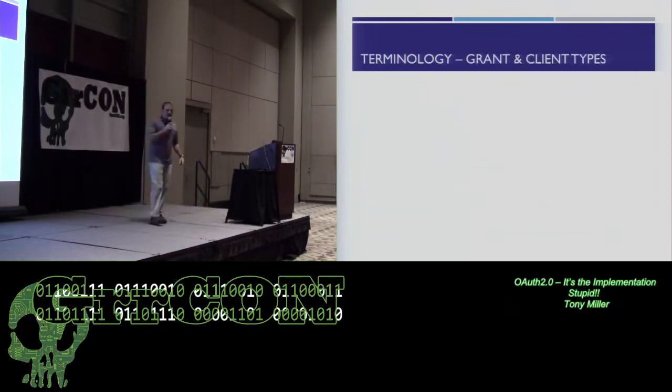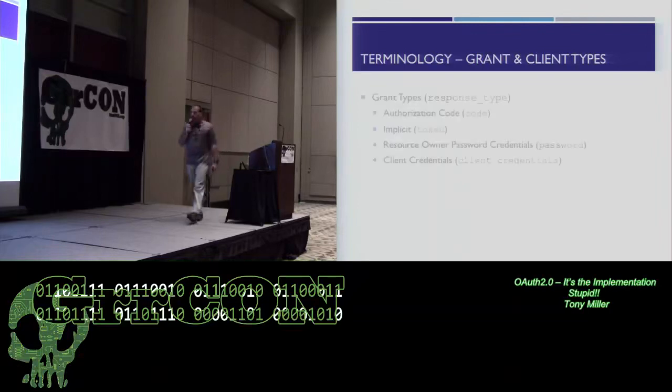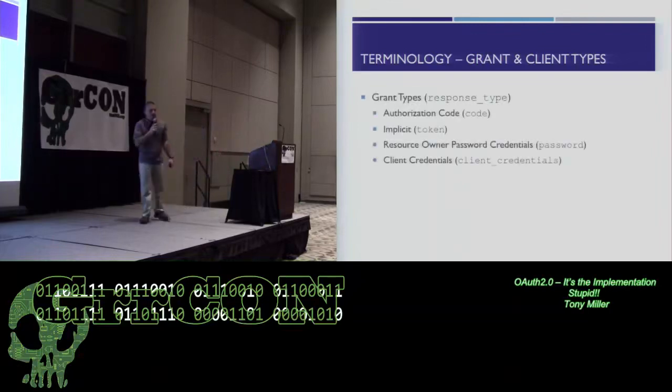One of the keys to understanding OAuth is understanding the idea of grant types. There are really four different flows defined within OAuth, and it's meant to be extensible so you can add more. So here they are. They're defined by the response type parameter, and there are four potential values for it.